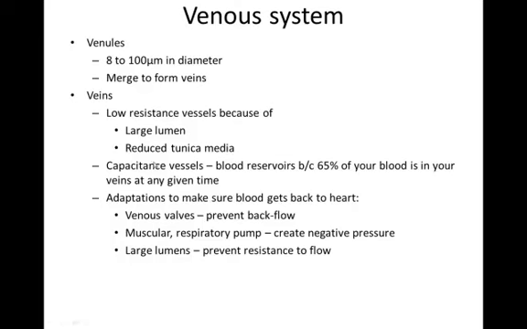Because they have such a low resistance, we have to make sure that blood gets back up to the heart. Here are the adaptations we have for that: venous valves to prevent backflow, and what are called our muscular and respiratory pumps. Your respiratory pump creates a negative pressure. Every time you breathe in, you create negative pressure in your thorax, and that sucks blood back up to your heart.